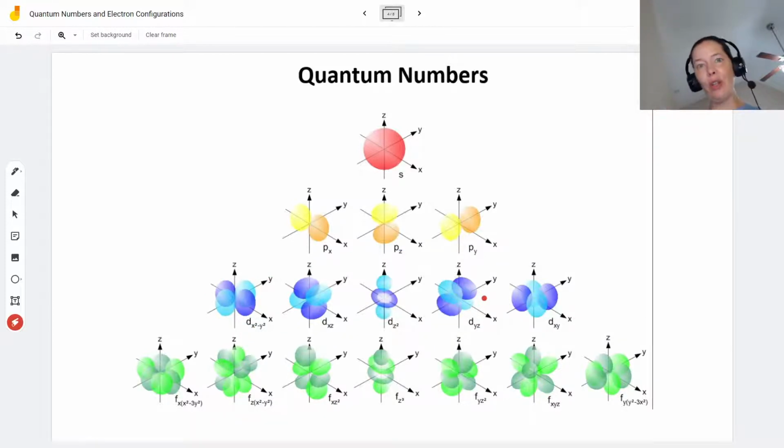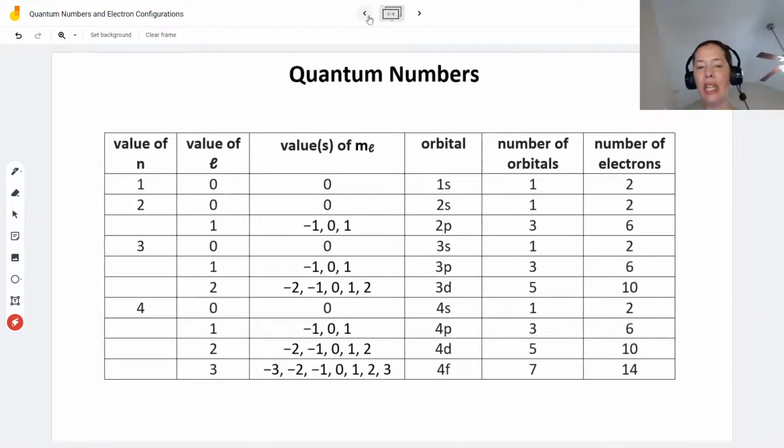Okay, so let's also look lastly at our f orbitals because I do want to move on to electron configurations. So here are our 7 f orbitals. Again, why are there 7? Let's go back to our table. If we look at our f's here, there are 7 values of m sub l. So you get your f orbitals when your value of L is 3, because that is going to give you 7 different values here, which gives you 7 different orientations of this orbital.